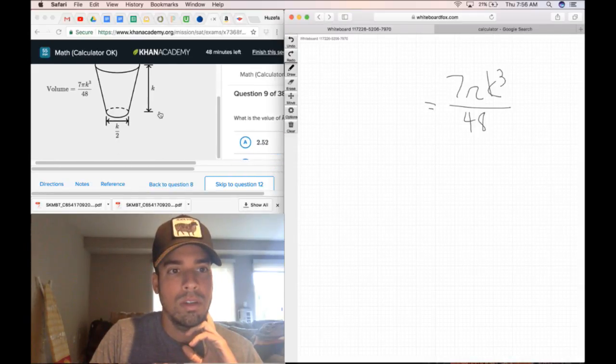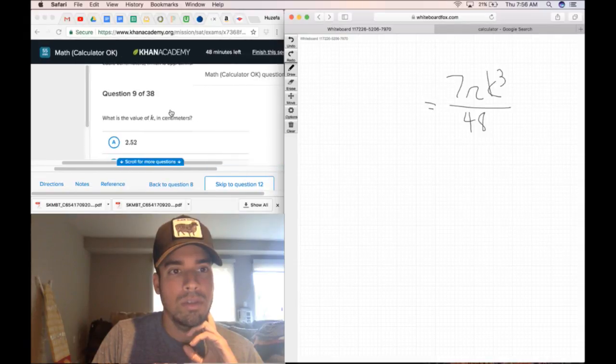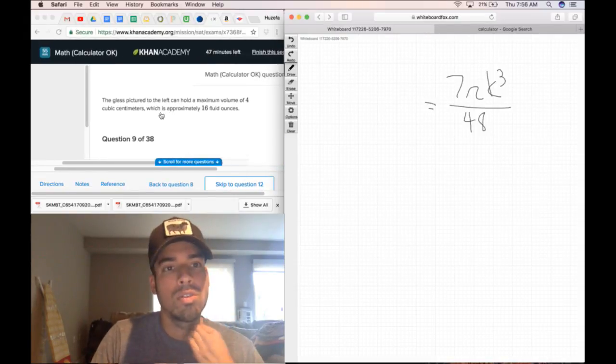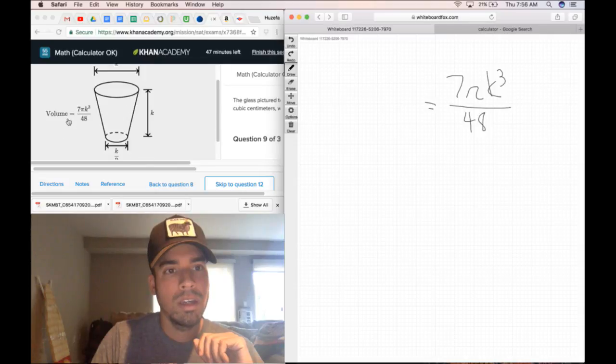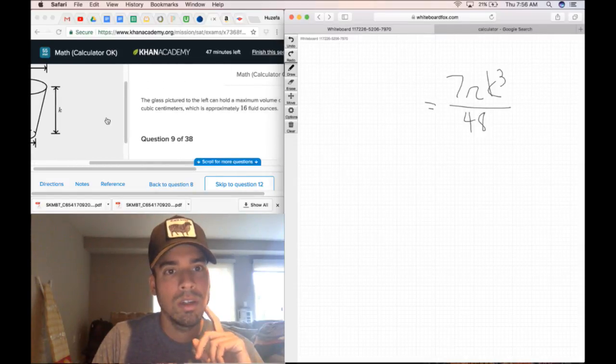How much does it hold? Where did it say how much it holds again? Oh yeah. So are we doing this in, K is in centimeters? Let me see.